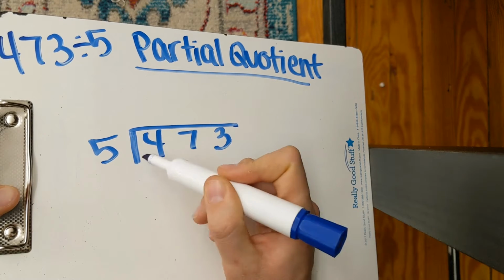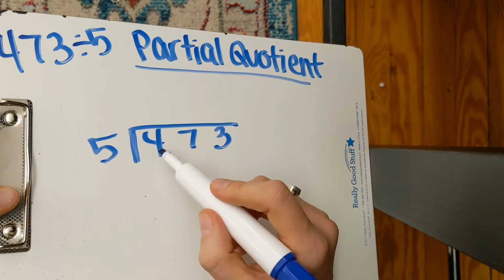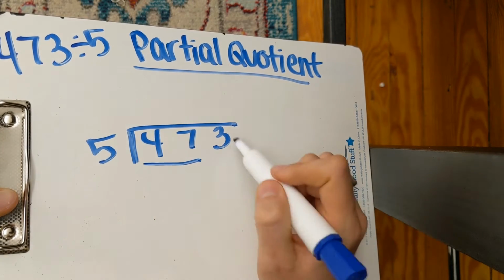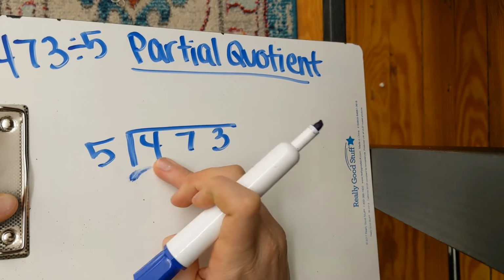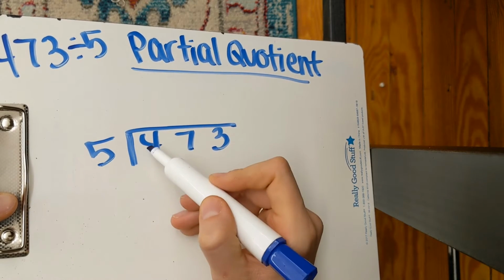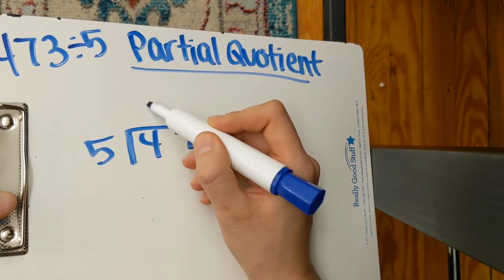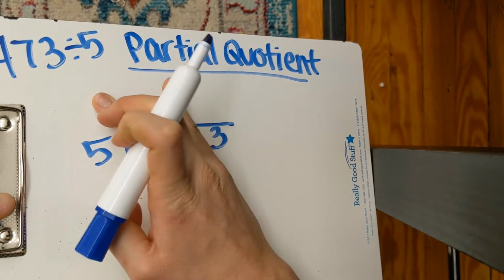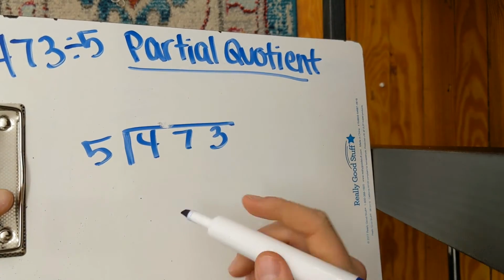In partial quotient, we really think about the whole number. So you might hear me say 470 as this part of the larger number, 473. So I know that 5 doesn't fit into 4. So really, 5 fits into 4 0 times. But we don't really want to write a 0 because a 0 never comes in the front of another number.